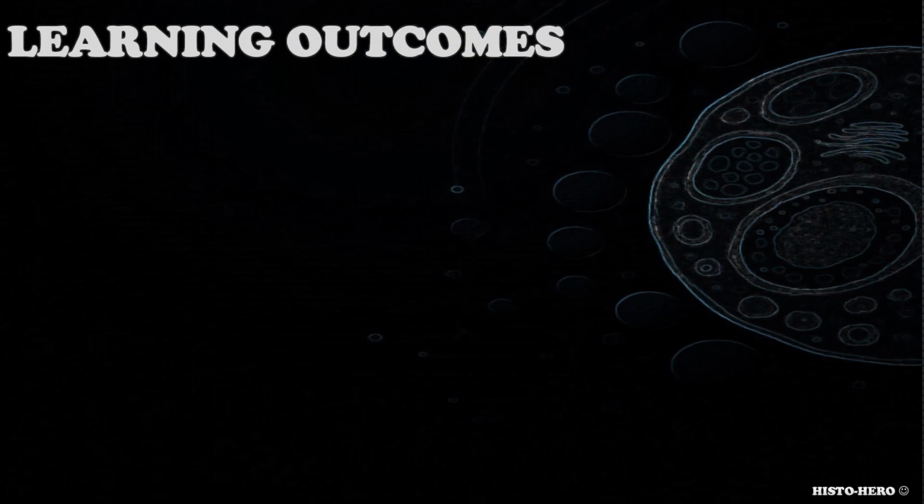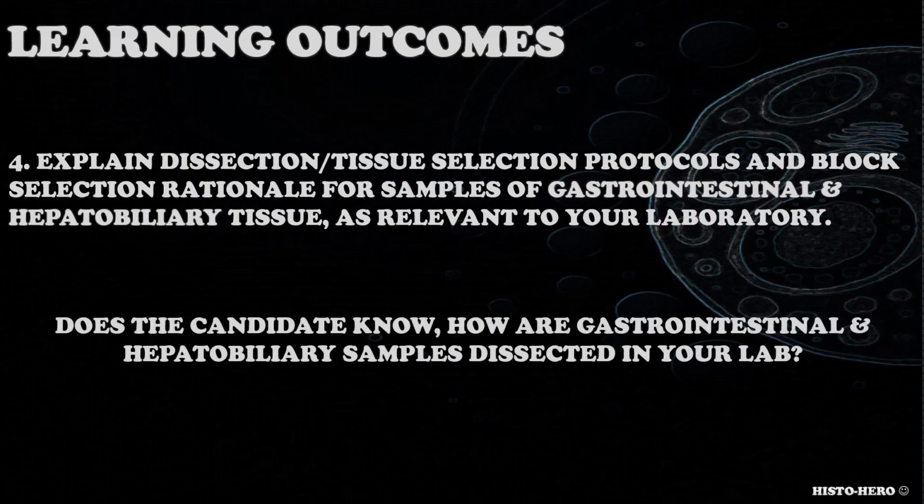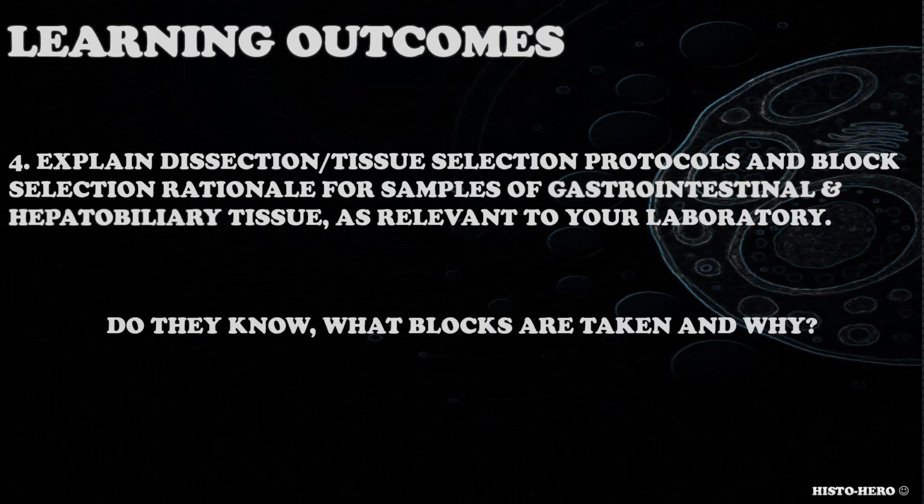The fourth learning outcome is, explain dissection, tissue selection protocols and block selection rationale for samples of gastrointestinal and hepatobiliary tissue, as relevant to your lab. The candidate needs to explain dissection and tissue selection for these tissues. Do they know how samples are dissected in your lab? Do they know what blocks are taken and why?